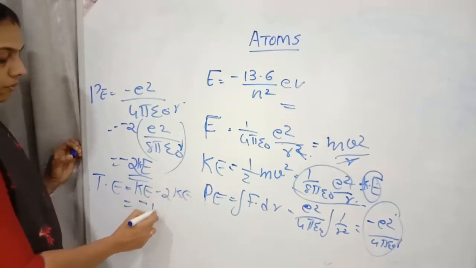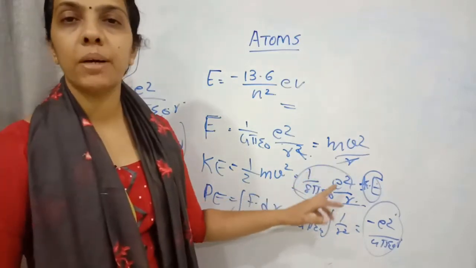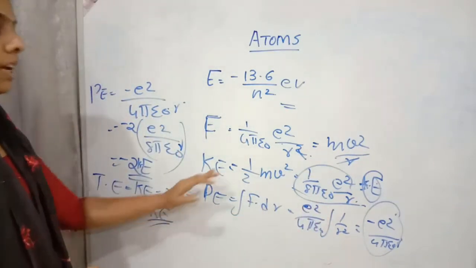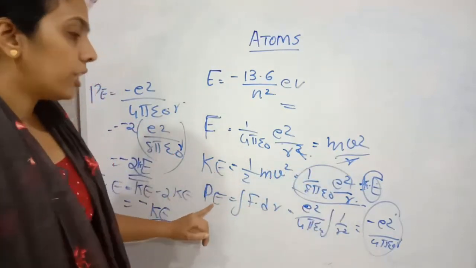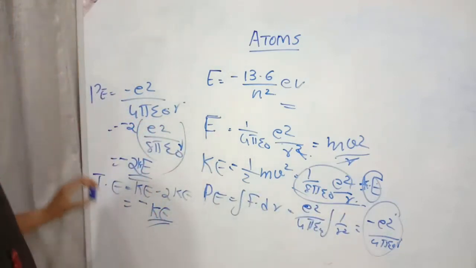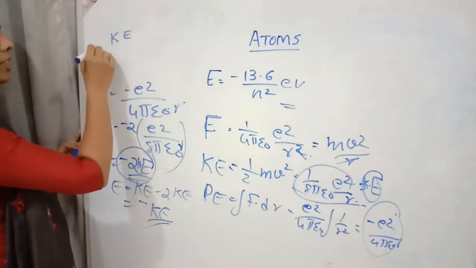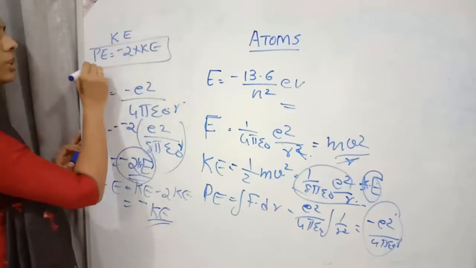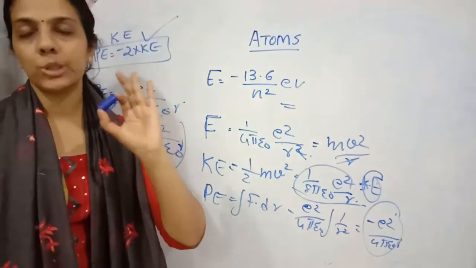So the total energy will be minus of the kinetic energy, that is minus e square divided by 8 pi epsilon 0 r. The kinetic energy is 1 by 8 pi epsilon 0 into e square by r, and the potential energy is minus e square divided by 4 pi epsilon 0 r. You should understand this relation between kinetic energy and potential energy: minus 2 into the kinetic energy is equal to the potential energy of the electron in a hydrogen atom.